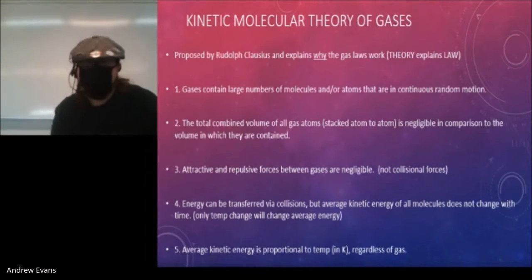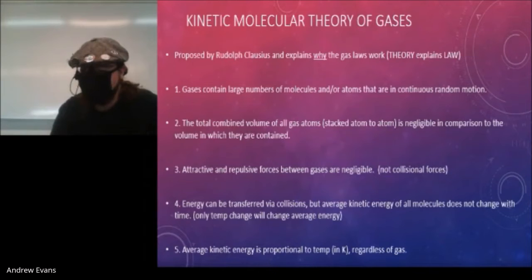We're moving on to where we actually try to look at the gases themselves, and we look at the kinetic molecular theory of gases. So the kinetic molecular theory is the theory that explains the laws. This was proposed by Rudolf Clausius. And so some of these statements we've already kind of approached. These 5 major statements are the basis of this theory. These are the assumptions we have to make.